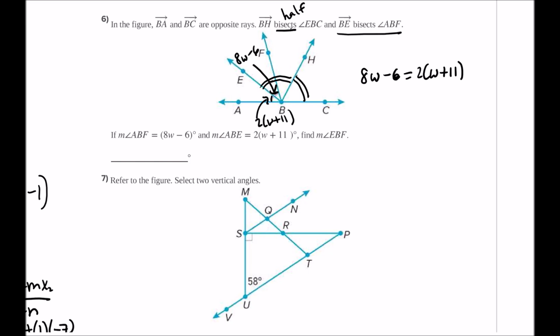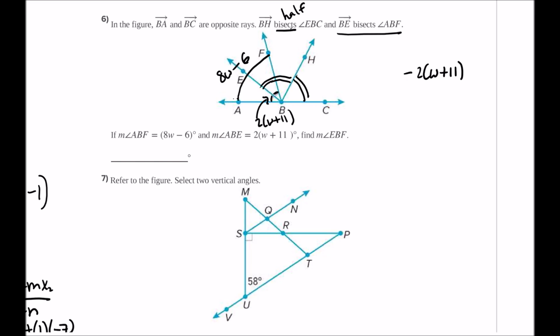Oh, hold on a second. This is ABF, so I need to be very careful with how I label it, okay? So it's not EBF, it's ABF. So ABF is this whole angle here. So I'm going to say this whole angle is 8W minus 6, that entire angle that you see there, okay? And ABE is 2 times W plus 11, okay?